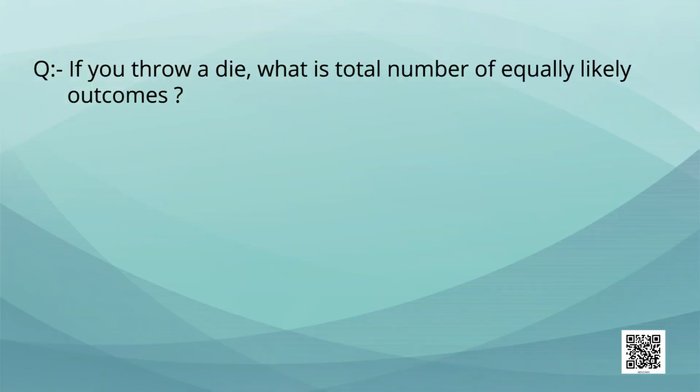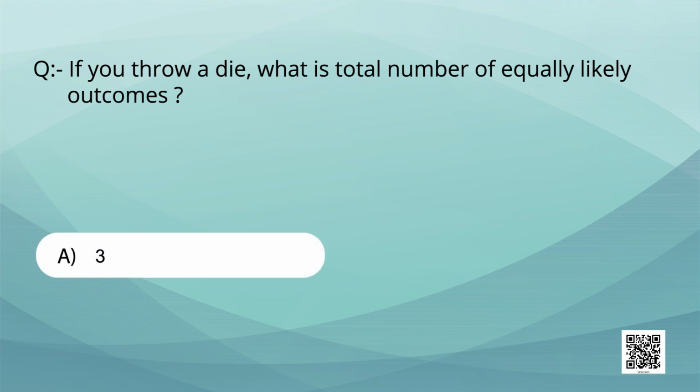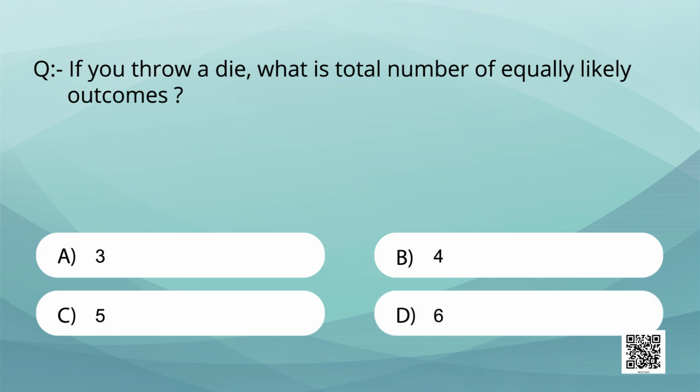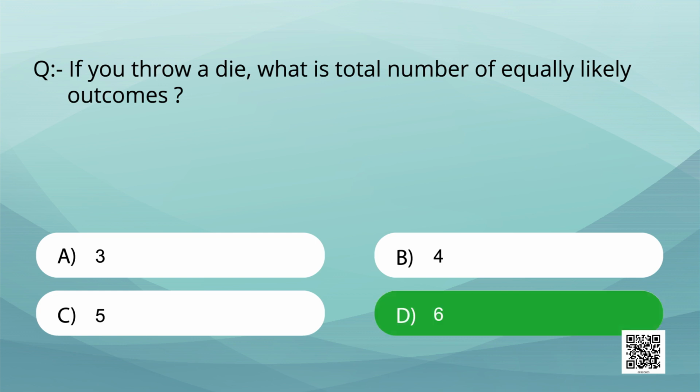Question number 2. If you throw a die, what is the total number of equally likely outcomes? You have 4 options: A. 3, B. 4, C. 5, D. 6. So what is the total number of outcomes here? It is 6. That is 1, 2, 3, 4, 5 and 6.